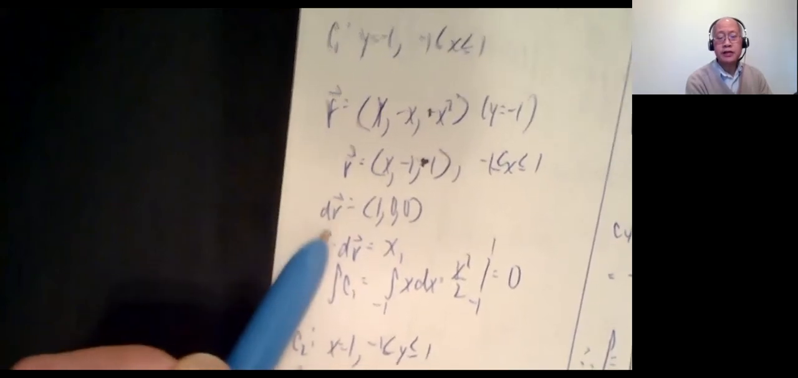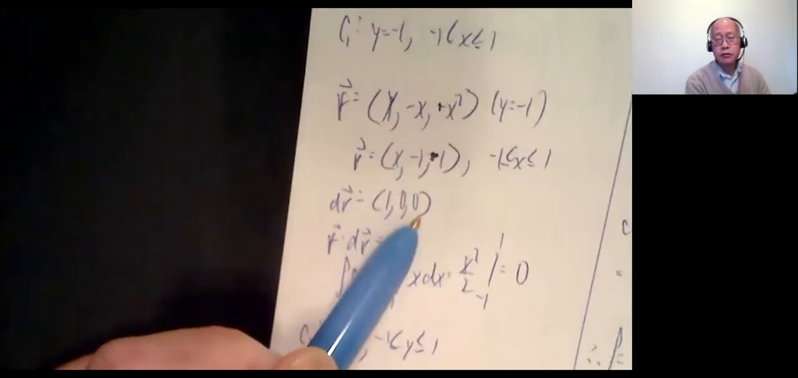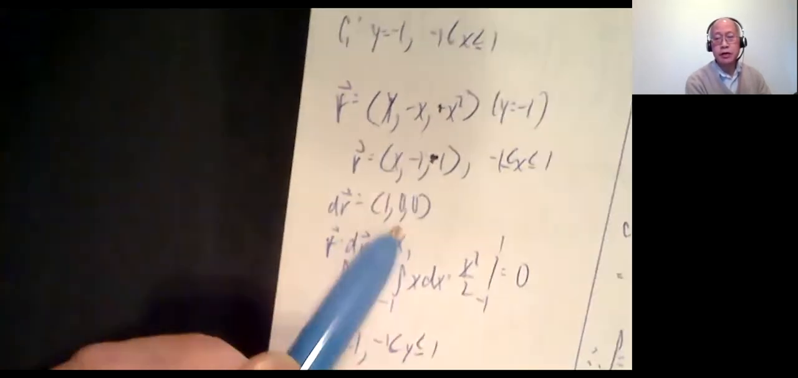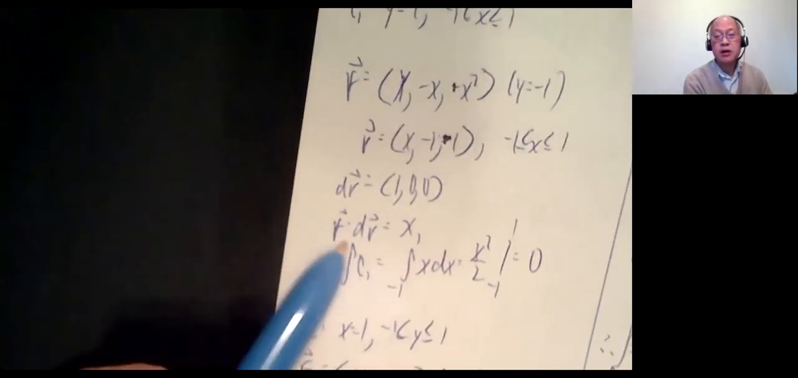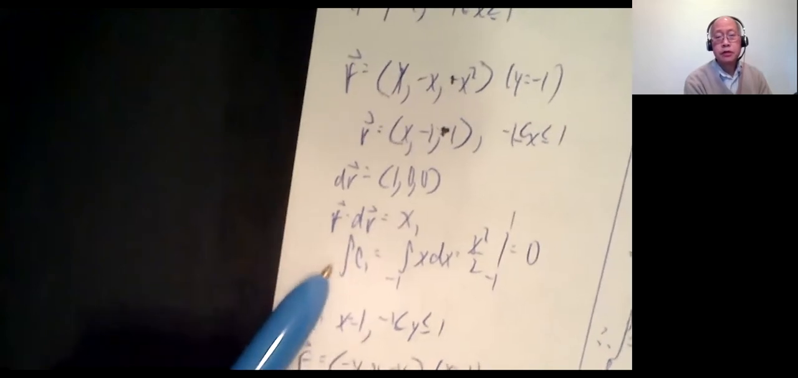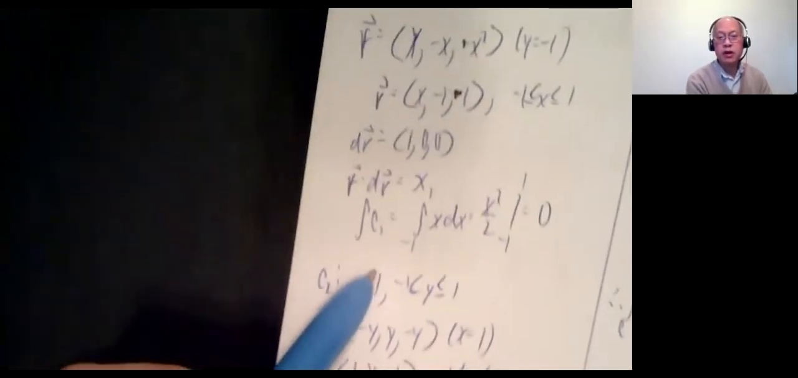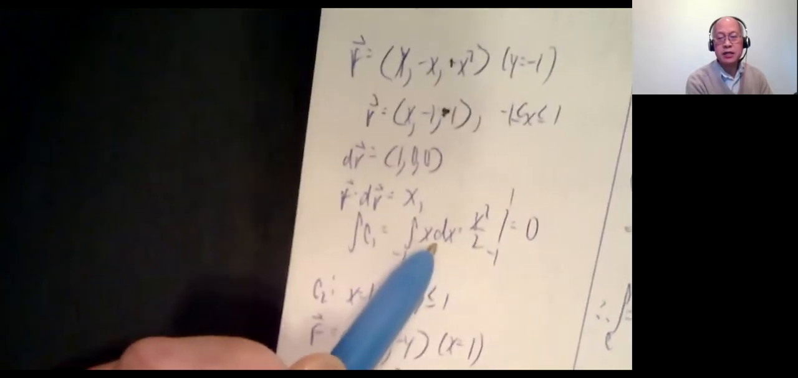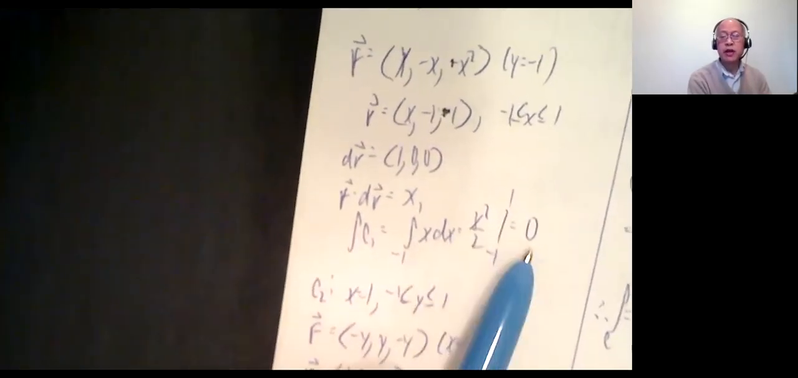So now I do F dot DR. So F dot DR, the dot product, X times 1 is X, -X times 0 is 0, and that times 0 is 0. So fortunately, even though I messed up here, it ends up being 0. So F dot DR is X. So that's what I integrate. So the integral along C1, I'm going as X goes from -1 to 1 of X dx. That's X²/2 from -1 to 1. That's 1/2 minus 1/2, 0.